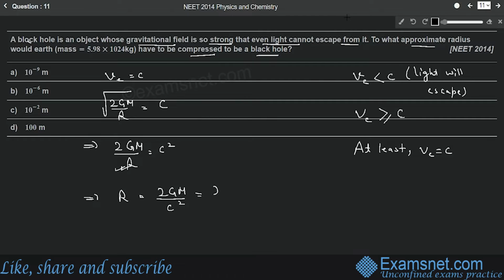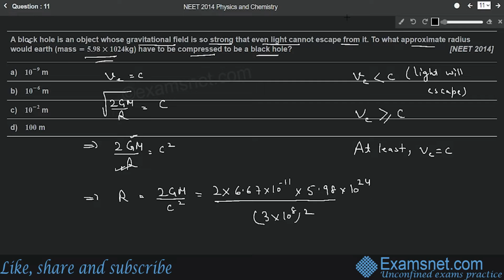So 2GM, that means 2 into G, the gravitational constant whose value is 6.67 into 10 to the power minus 11, into the mass of the earth given here in the question, 5.98 into 10 to the power 24 kg, upon c squared, that means the square of 3 into 10 to the power 8. On solving this, you will get 8.86 into 10 to the power minus 3 meter. In the options you can see there is an approximate value. Since 10 to the power minus 3 is not given here, the nearest value will be 10 to the power minus 2 meter. So option C will be the correct answer.